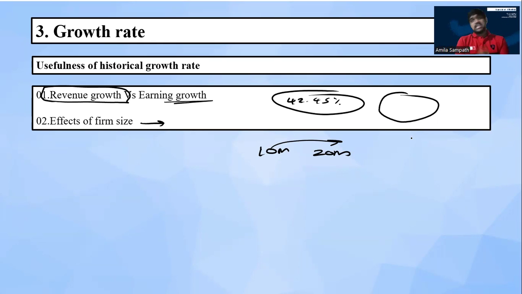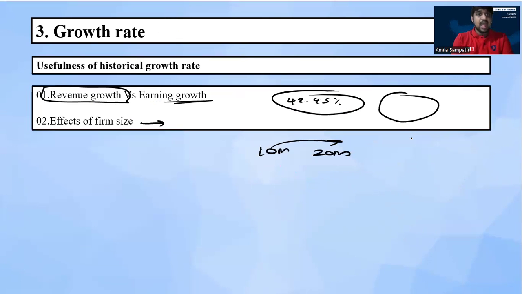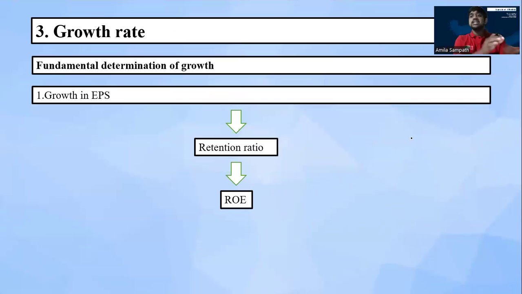Okay, then therefore, if we don't have any method to identify the growth rate, we can use historical growth for our forecasting purposes. And rather than using the historical growth, we can use the fundamental determination of growth. That means simply predicted growth. We can predict our growth based on a few factors. Then we can predict growth in earning per share.